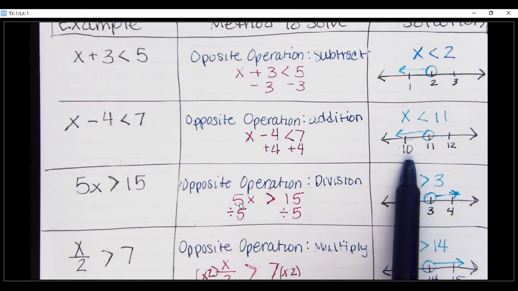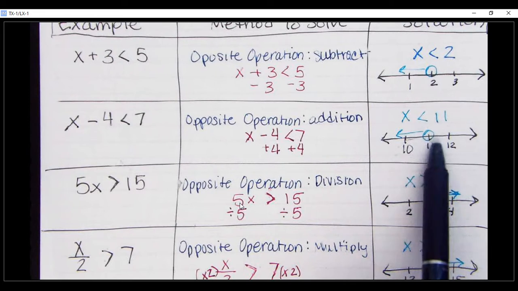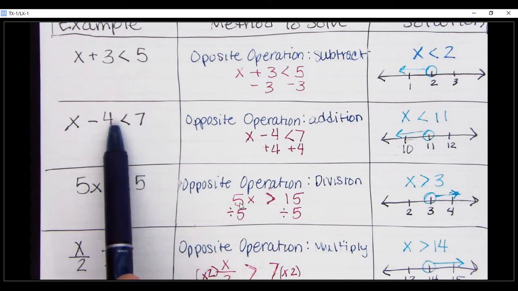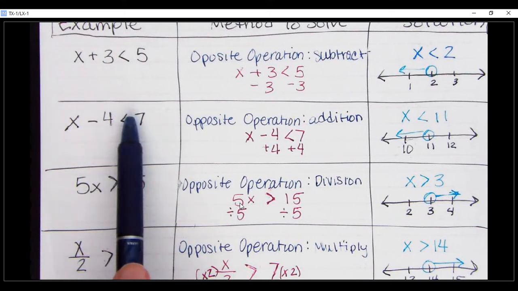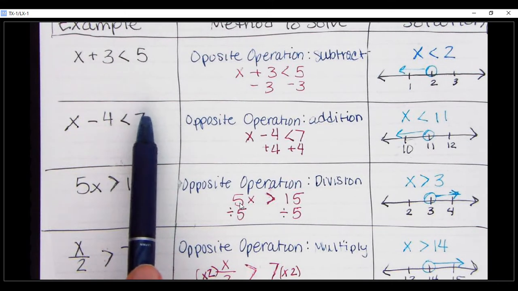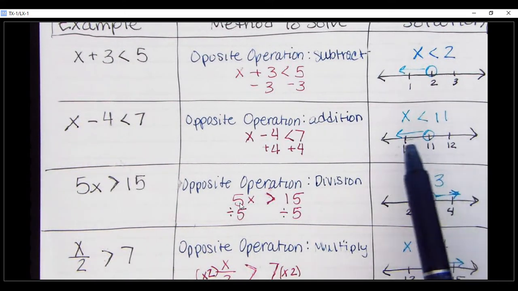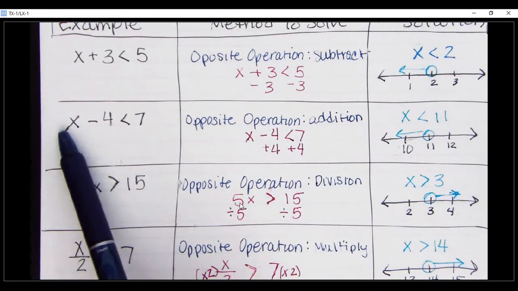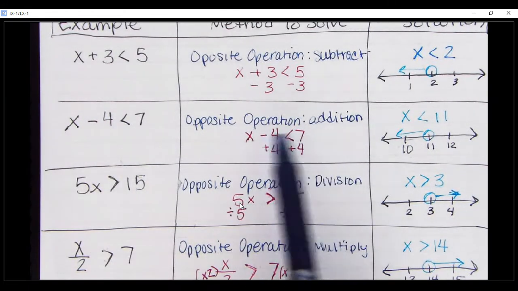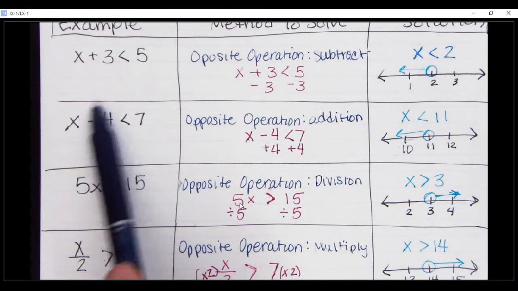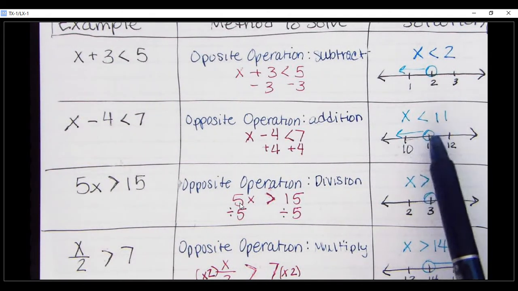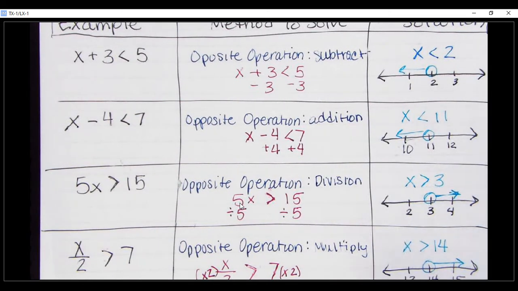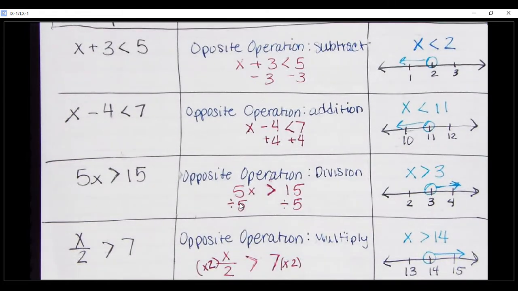Same thing with this one down here. If we plugged in 11 to this equation, it would not give us an answer that is smaller than 7. Instead, it's the numbers that are smaller than 11. Once we plug that in, that will get us our answer of a number smaller than 7. So that includes any number below 11. So got to keep that difference in mind.